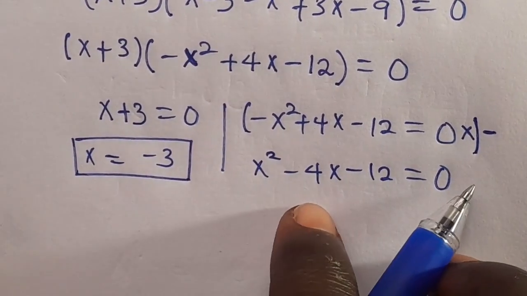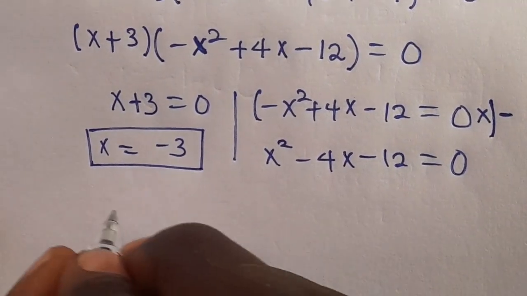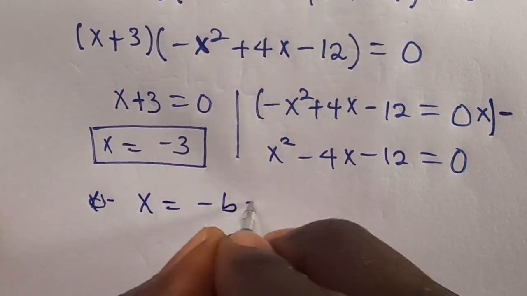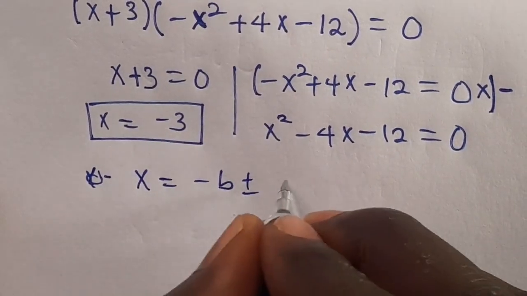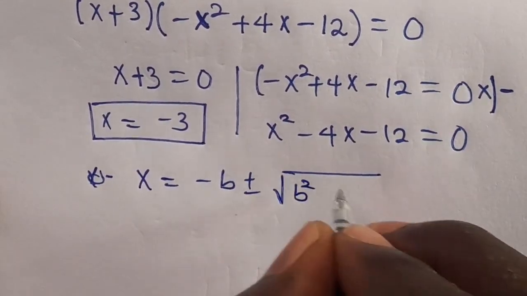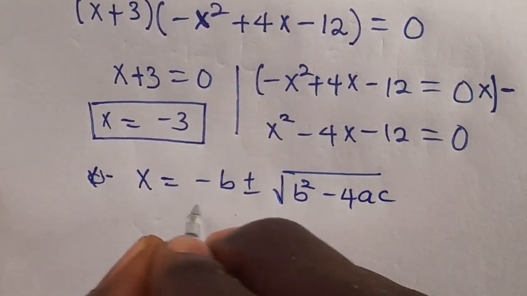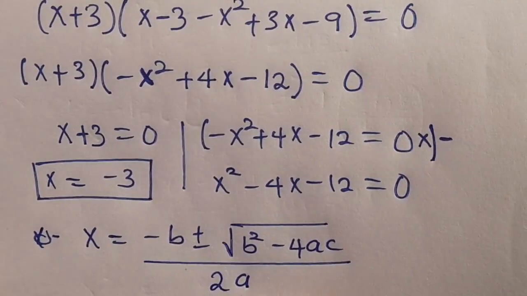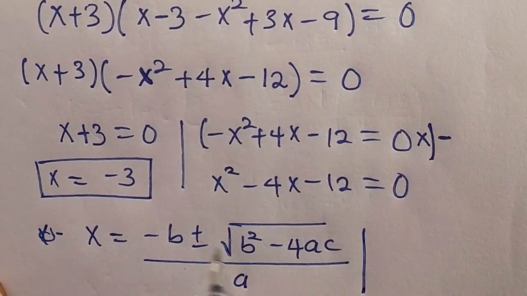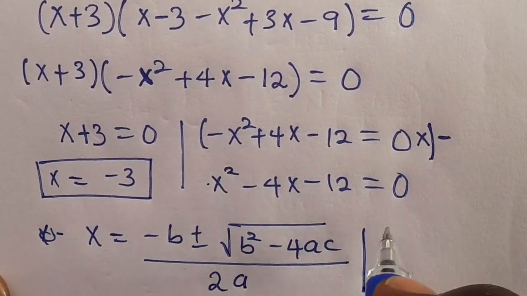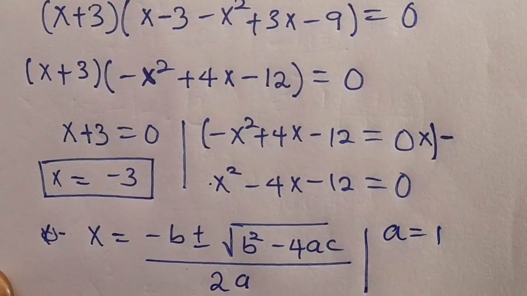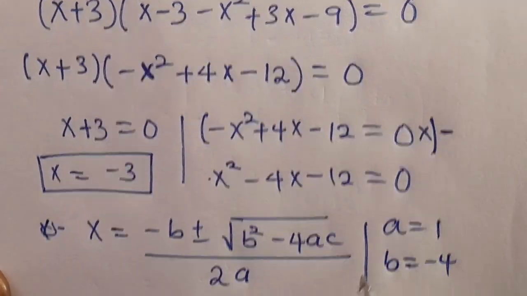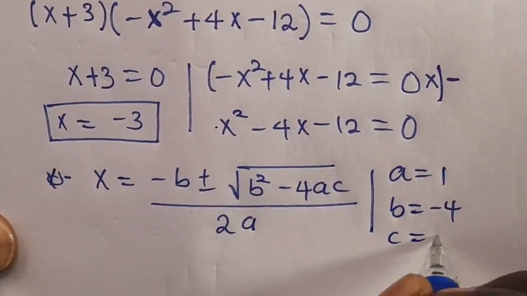To get the value of s from here, let us apply this formula. s equals minus b, positive or negative, square root of b squared minus 4ac, divided by 2a. Then how are you going to get your a? Now from here, the coefficient of x squared is 1. From here, your a equals 1. Now the coefficient of x is minus 4. Then your b is what? Minus 4. The constant value c equals minus 12.